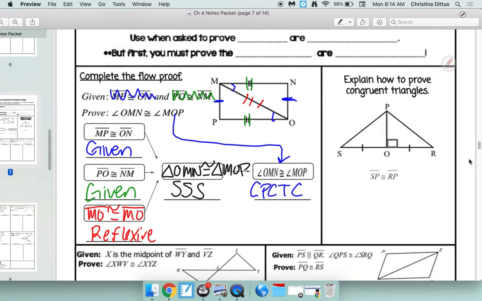So we already know how to get to here. So now basically what you're doing is you're taking the proof part, that's going to be your last step. And then if it's an angle or a side, your reason's going to be CPCTC.